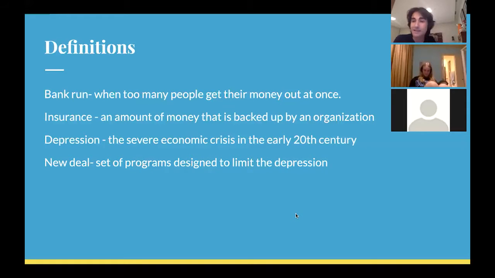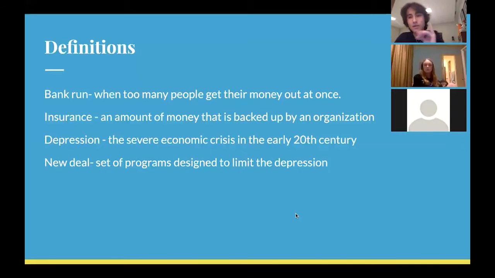It's bad. The FDIC was put in place so this doesn't happen. It's when people think that something bad is going to happen to their money and everyone tries to get their money out of the bank. Next is insurance. Insurance is what the FDIC does. They're insuring up to $250,000 at every bank of your money. So this is so bank runs don't happen. And this is in most banks in America, and it's pretty common. You probably want to put your money into a bank that's FDIC insured.